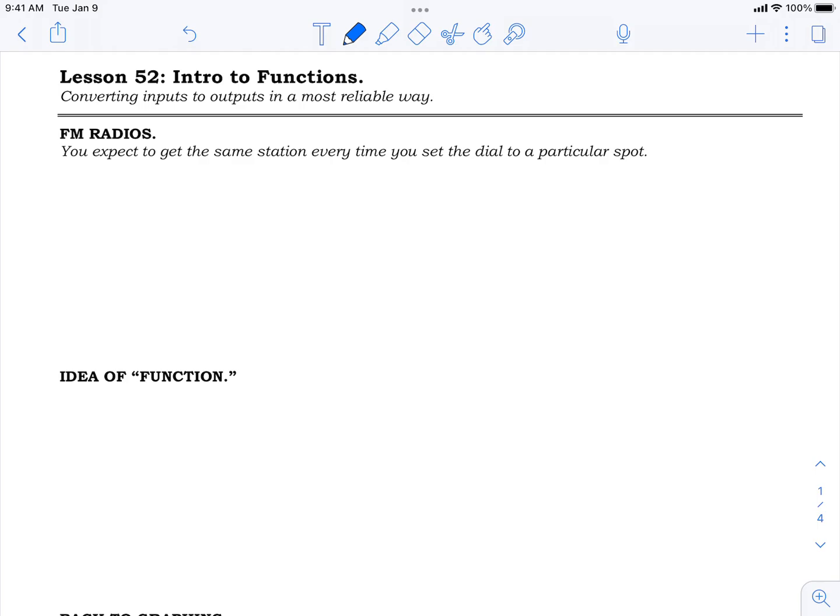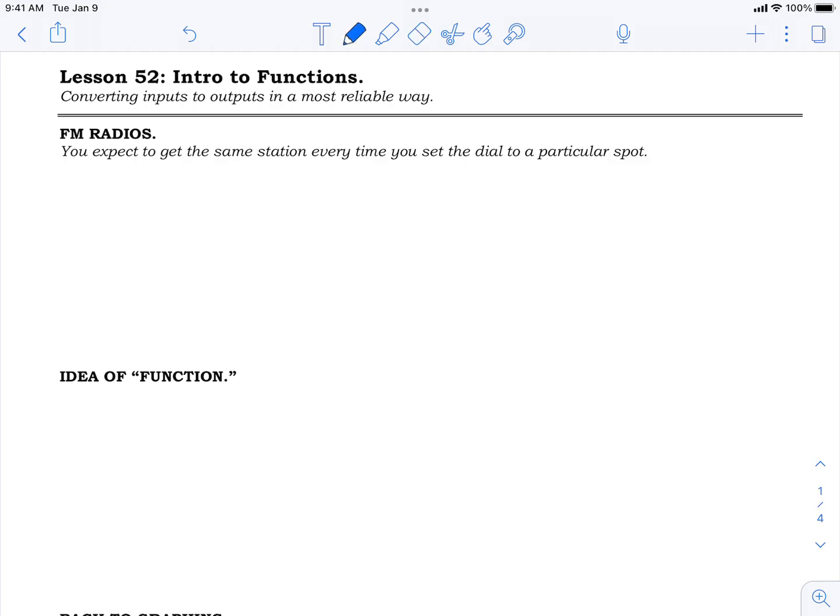Welcome to our lesson on functions. What the heck is a function? Well, this kind of gives you a nice clue. It says converting inputs to outputs in a most reliable way. In some sense, they're like machines. Just thinking abstractly, they're like machines.